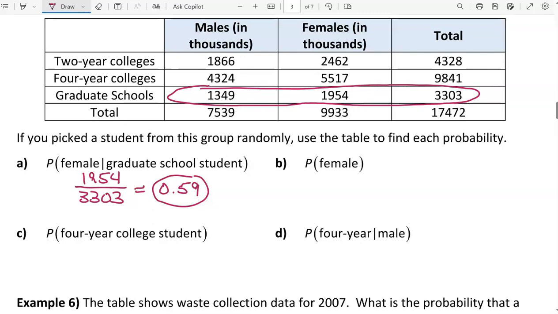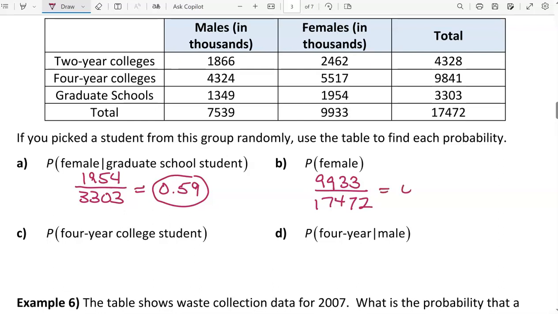All right, now let's take a look at the probability that a student is female, given no constraints. So the probability that a student is female would just be the number of total female students, 9,933, out of the total number of students, 17,472. Let's convert that to a decimal as well. 9,933 divided by 17,472. And that gives us about 0.57 or 57%.